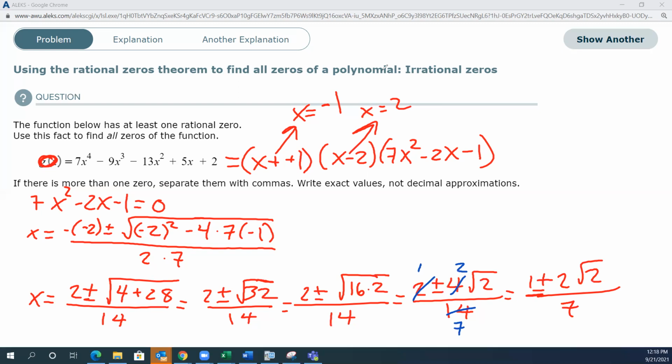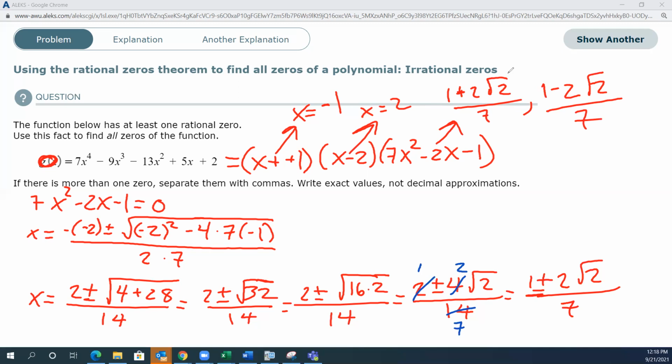And so that gives us our last two zeros. Okay, 1 plus 2 root 2 over 7 and 1 minus 2 root 2 over 7. And it's just that easy. What did that take? About an hour or so? But that's how you do it. It's a little bit lengthy, but that's the reality of it.